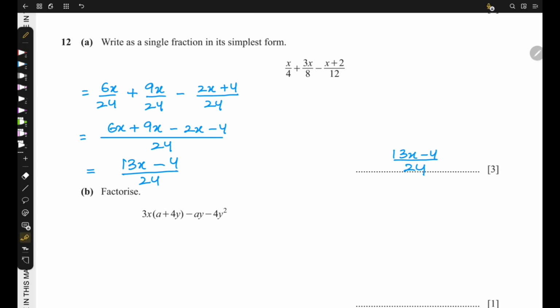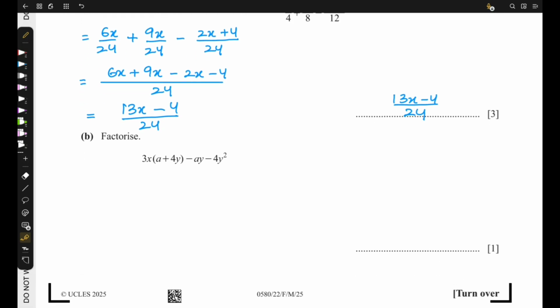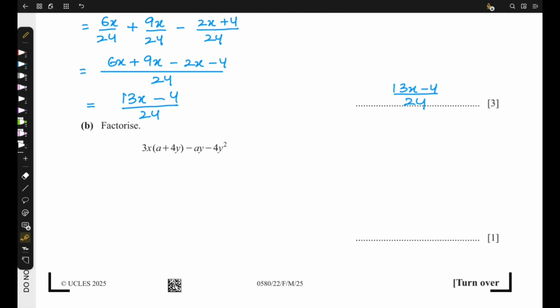Second part. In the second part, we have to factorize the given expression. So first of all, let's see, can we take commons and can we make the same brackets like the one that is given in the question? Yes, we can. If you look at the last two terms, if we take negative 4 as a common, negative y as a common, we will get a plus 4y, and we are getting the same brackets.